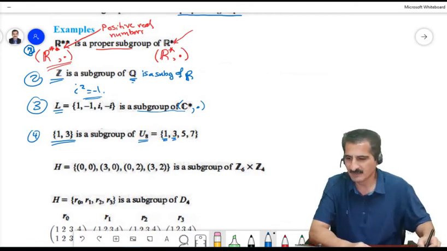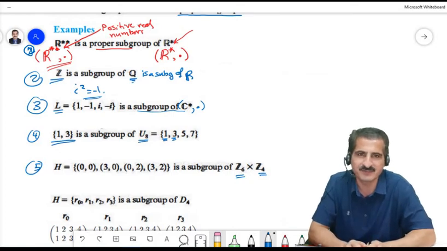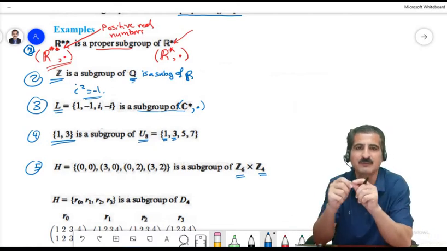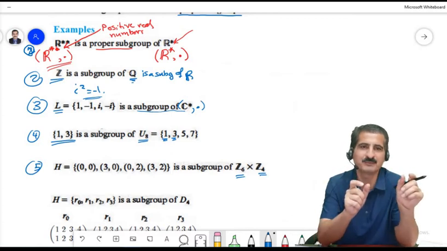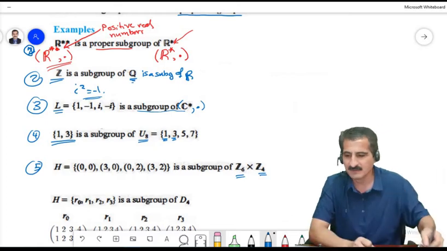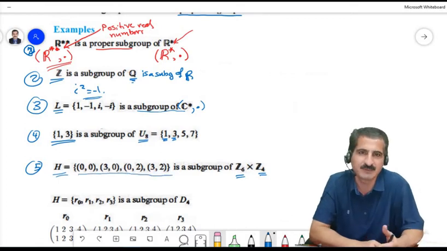Okay. Now, if we go to Z6 cross Z4, which consists of ordered pairs, the first component is coming from Z6, the second component is coming from Z4. Then when we add two ordered pairs, we add the first components together, but we take them modulo 6, and then we add the second components together, but we take them modulo 4. Okay? Now, we claim this subset H is a subgroup of Z6 cross Z4. We claim that. How do we know that?